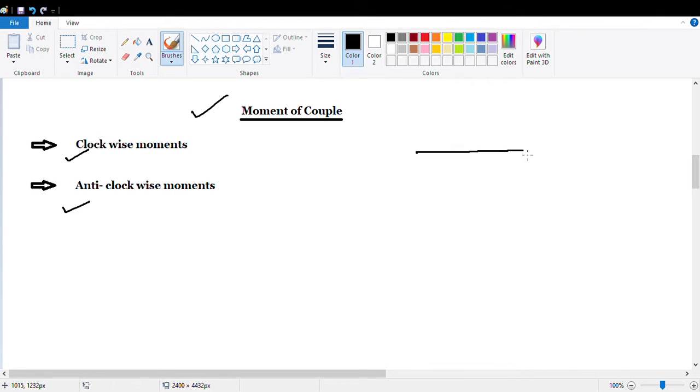Suppose there is a stick which is pivoted at this point. A force F1 is applied at that point and a force F2 is applied at this point. Now here, the turning effect produced by this force is going to be in clockwise manner. And the turning effect produced by this force is going to be in anti-clockwise manner.